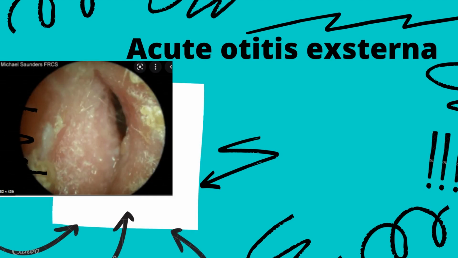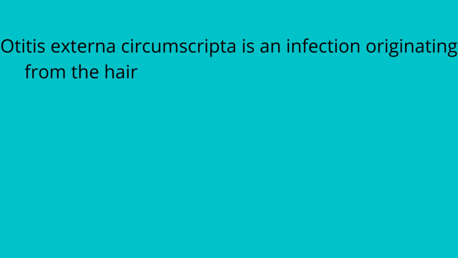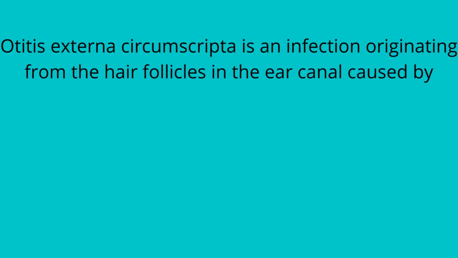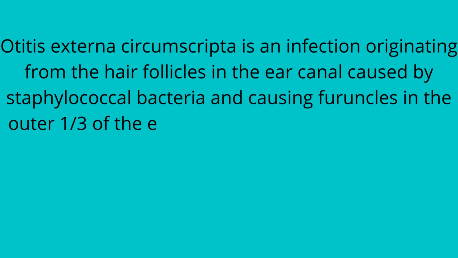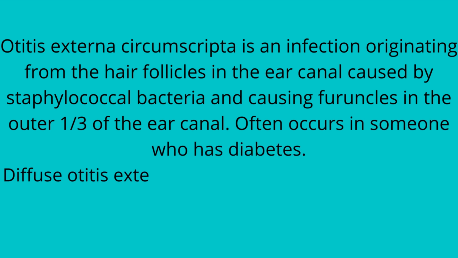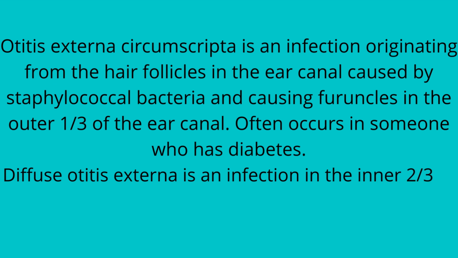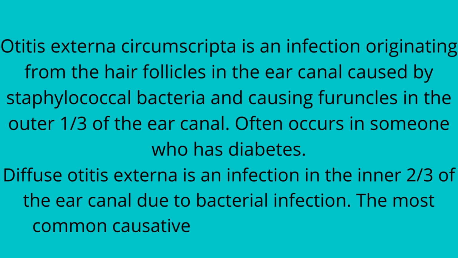Acute otitis externa is divided into two, namely circumscripta otitis externa and diffuse otitis externa. Otitis externa circumscripta is an infection originating from the hair follicles in the ear canal caused by staphylococcal bacteria and causing furuncles in the outer one-third of the ear canal. It often occurs in someone who has diabetes. Diffuse otitis externa is an infection in the inner two-thirds of the ear canal due to bacterial infection. The most common causative bacteria are Pseudomonas.